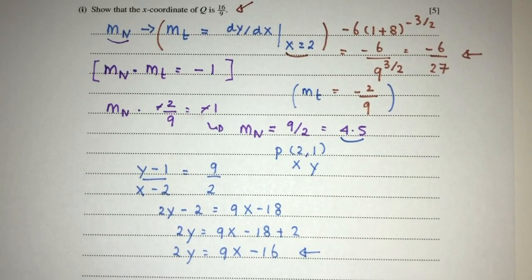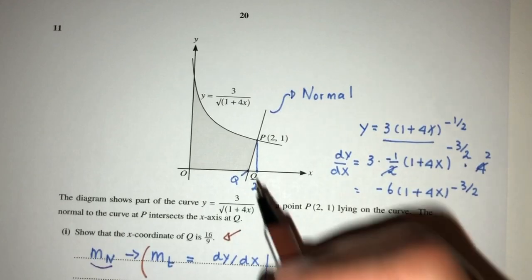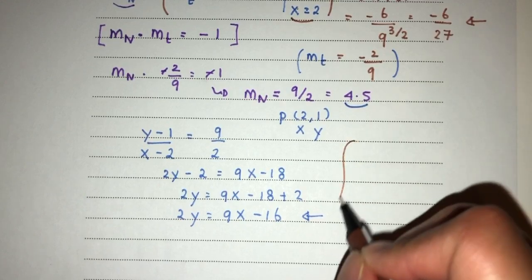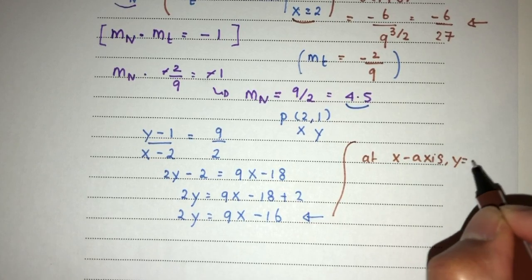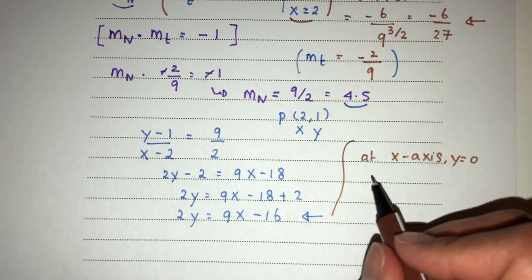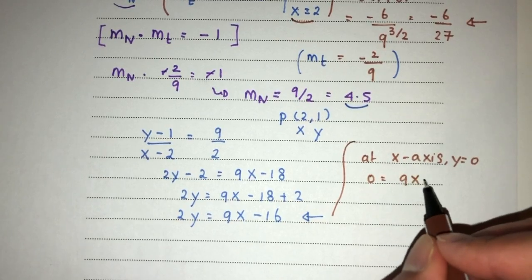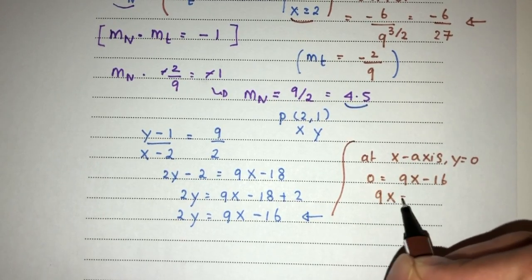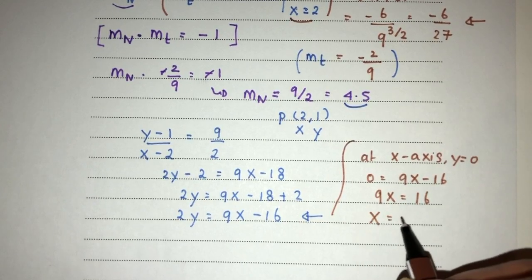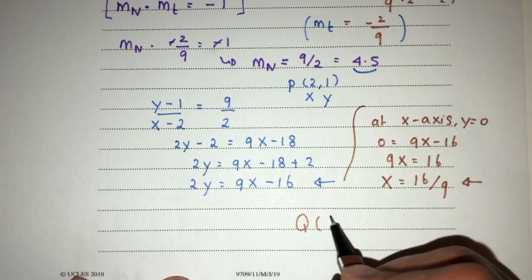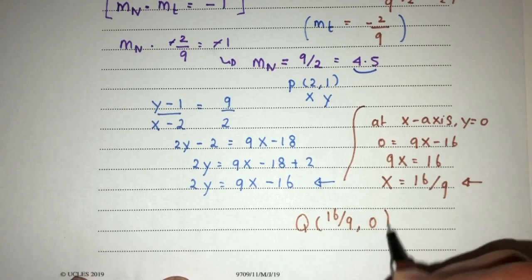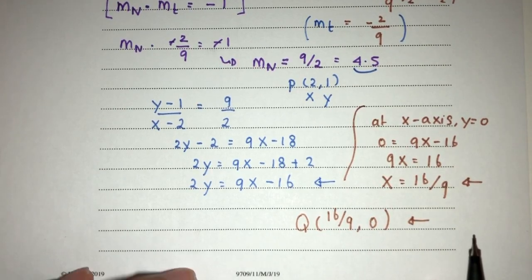Now, we have to use this because we know that the point Q is where the normal meets the x-axis. So pretty easy. From here, at the x-axis, what do we know? We know that the value of y has to be 0 at the x-axis. Replace, and you will have 0 equal to 9x minus 16. So 9x is equal to 16, and x has to be 16/9. This is shown as required. So there you go. The point Q is given by 16/9 and the value of 0 for the y coordinate. That is part 1 of the question.